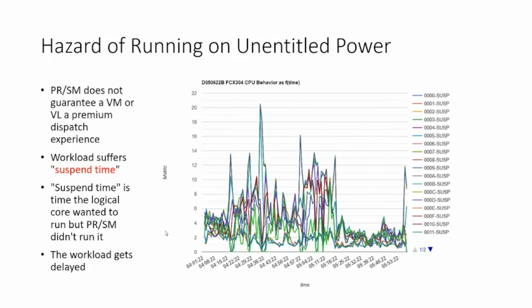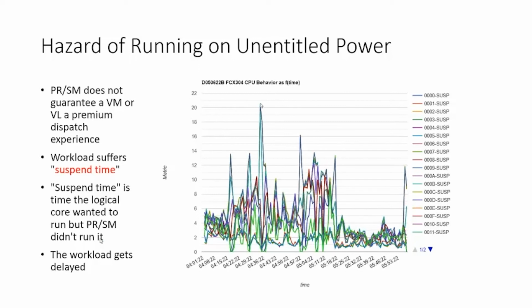So what are the hazards of running on unentitled power? I wrote here, Prism doesn't guarantee a premium dispatch experience. In other words, a vertical medium or vertical low might sometimes want to run, but not be able to because the other partitions are using their entitlements. And when that happens, the workload in the partition suffers what we call suspend time. So I tried to graph here as a function of time the suspend time on every one of the logical cores in this LPAR. Suspend time is time the logical core wanted to run, but Prism didn't run it because usually the logical core is trying to use beyond its entitlement. And for a vertical low, that means it's trying to use anything at all.